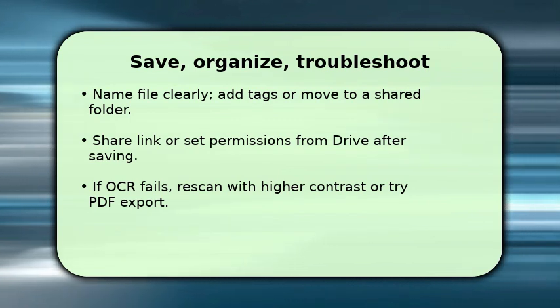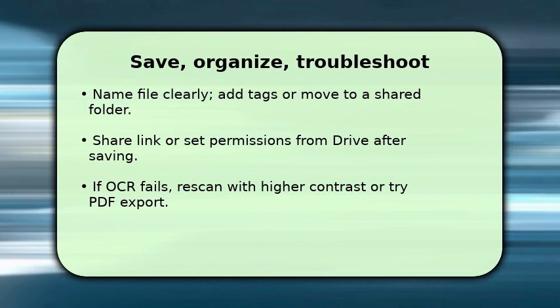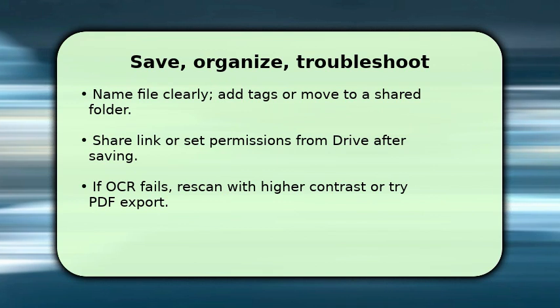If you rely on OCR, open the saved PDF to confirm text is selectable. If it is not, rescan with higher contrast, sharper focus, or convert using Drive's PDF export. If problems persist, restart the app and retry. That often clears temporary permission or cache issues.